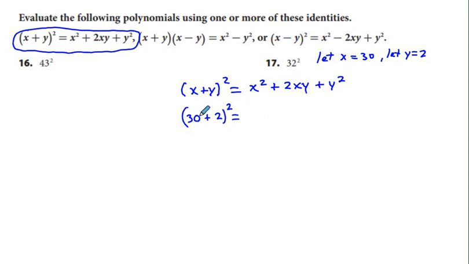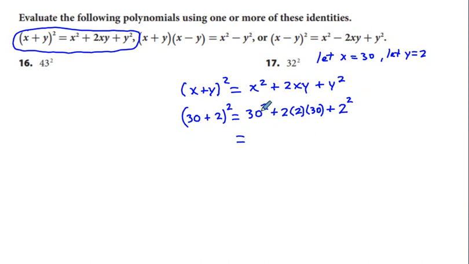So what we're going to have is this 30 is going to take the place of the x. We're going to have 30 squared plus 2xy. So that's going to be 2 times 2 times 30. I'm just going to put it like this, 2 times 2 times 30 plus y squared. That's going to be 2 squared.